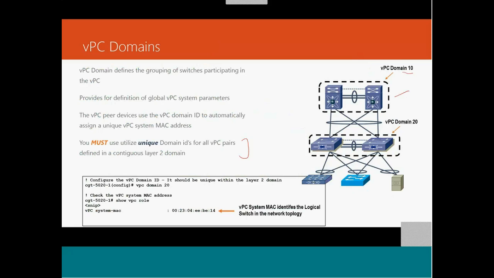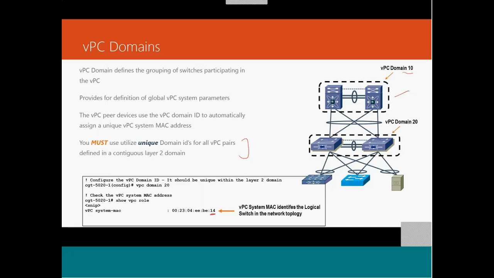It automatically configures the system MAC address for the VPC. It uses a very simple algorithm to decide what the system MAC address will be. You can also manually configure the system MAC address, but by default, the last value is taken from the VPC domain, and that is used to define the VPC system MAC address.